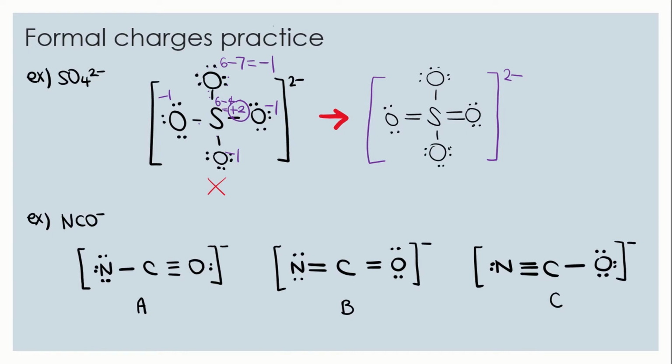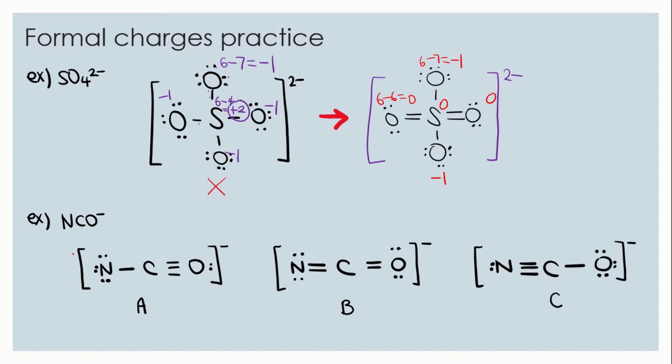Then you check the formal charge, and it will be 6 minus 6, 0 for sulfur, and 6 minus 7, -1 for this oxygen. And you see that compared to the previous Lewis structure, atoms on this Lewis structure have formal charges closer to 0. So you see that this is the most probable Lewis structure that the molecule will have.